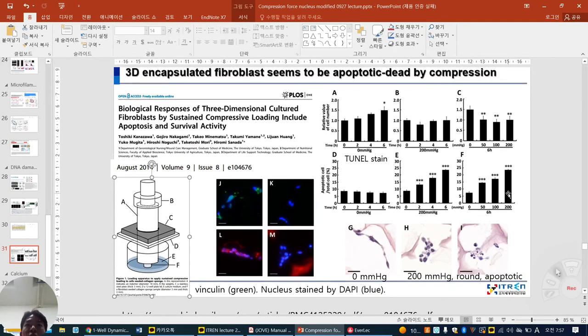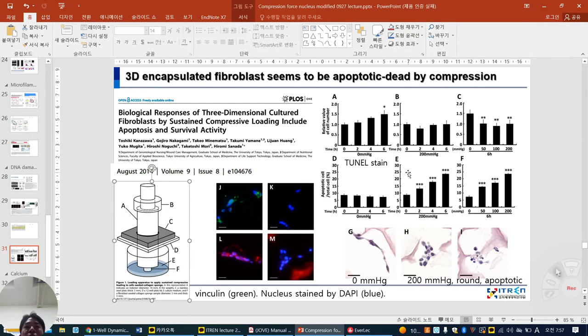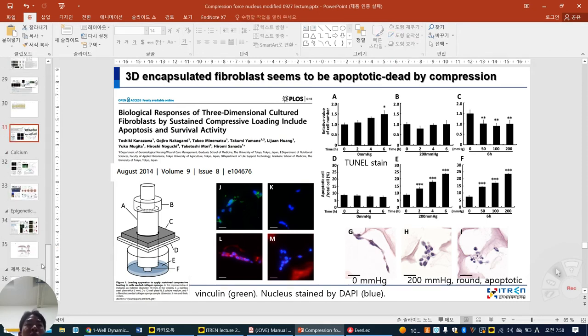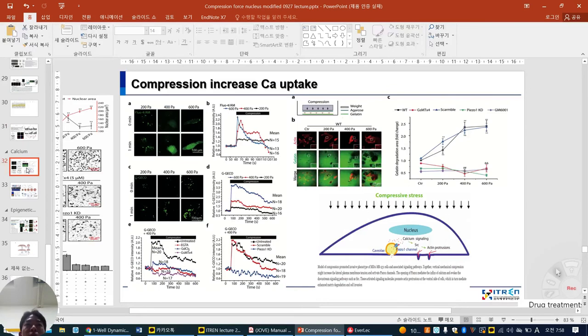So one thing you can imagine is that cells are compressed, either by small area migration, physical compression on 2D, or like this 3D embedded one, and the cell feels DNA damage or apoptosis. But as a biological matter, you can imagine how this change can be recovered again.